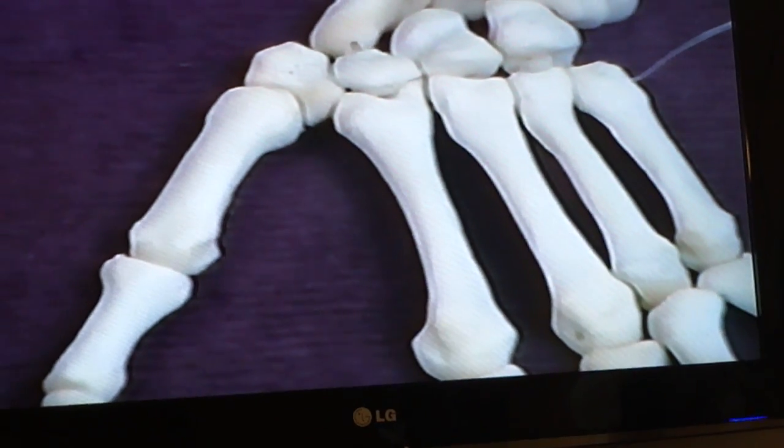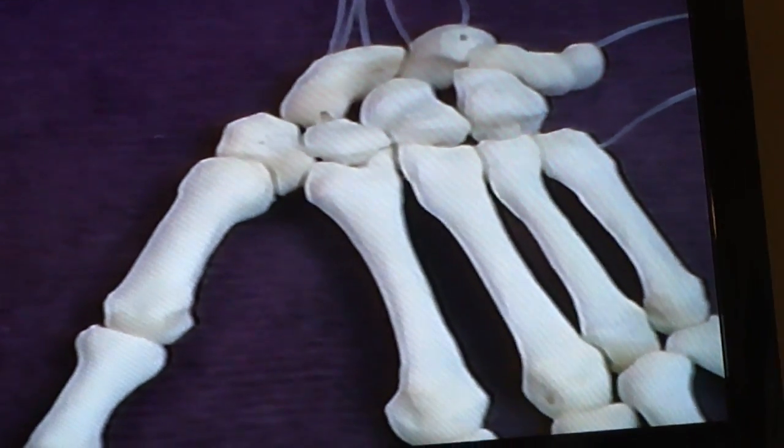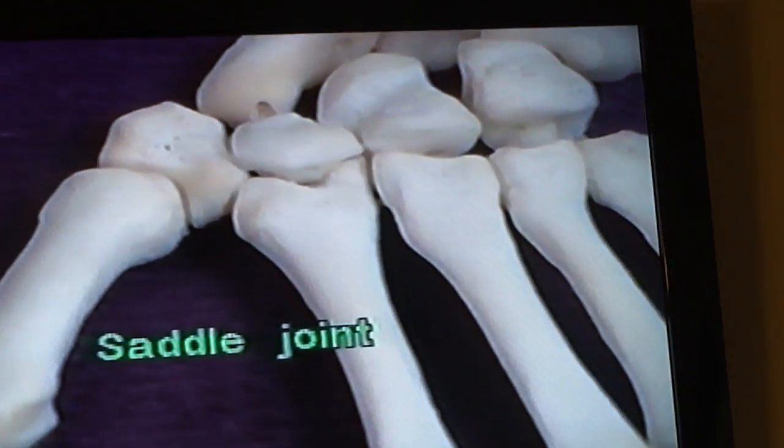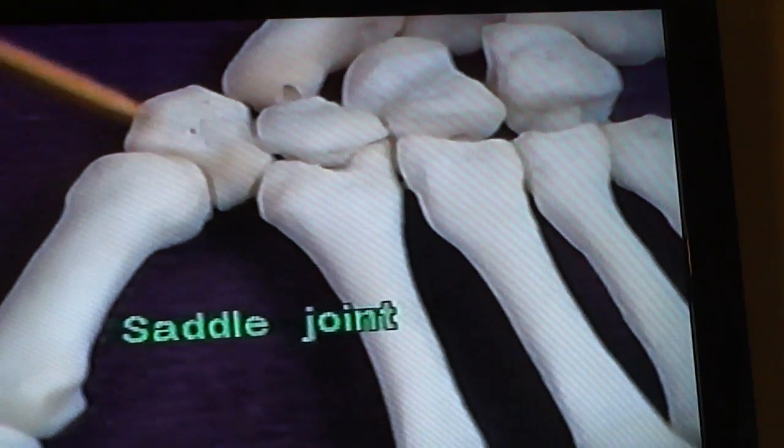Another type of joint in which the bones meet each other in a concavo-convex relationship is the saddle joint, between the metacarpal of the thumb and the trapezium.